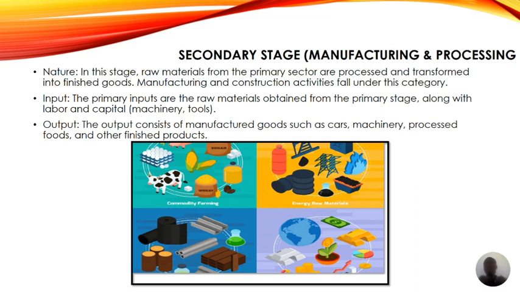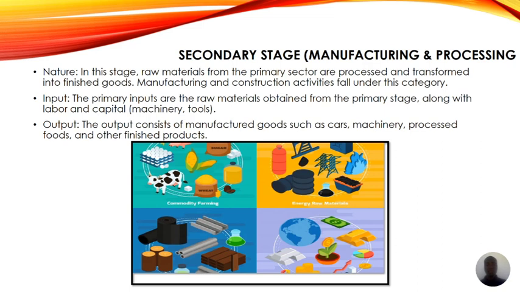The goods are ready for consumption in the secondary stage of production, but they have to go on to the tertiary sector. That's when they are going to be in the service sector. We're going to be looking at that. So the secondary stage is referred to as manufacturing and processing. That's another way in which you can define the secondary stage.